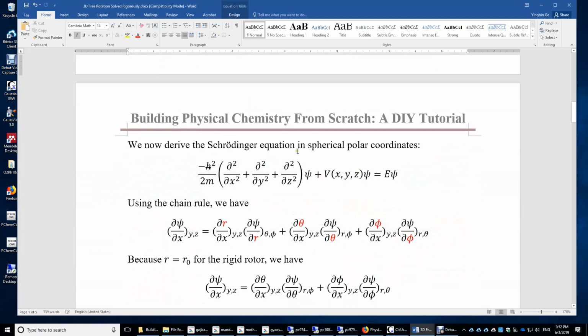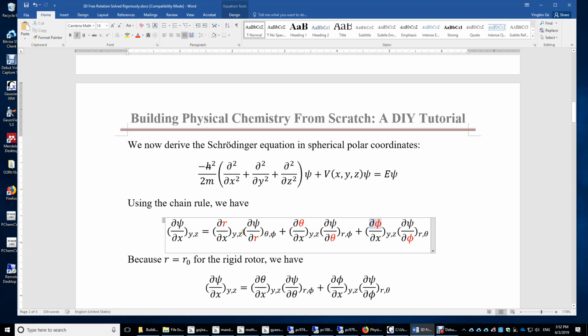We now derive the Schrodinger equation in spherical polar coordinates. This is the Schrodinger equation in x, y, z Cartesian coordinates. And then, using the chain rule, we have the derivative of the wave function psi with respect to x, when we hold y and z constant, equal to the sum of three terms. This is because when you change x, you change r. When you change x, you change theta. When you change x, you change phi. So x is a function of r, theta, and phi. Therefore, we have three components.